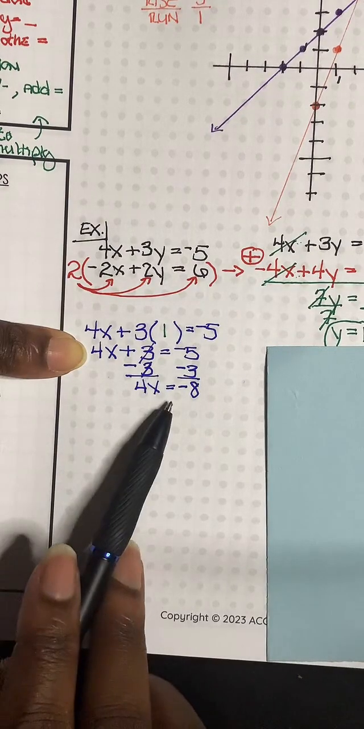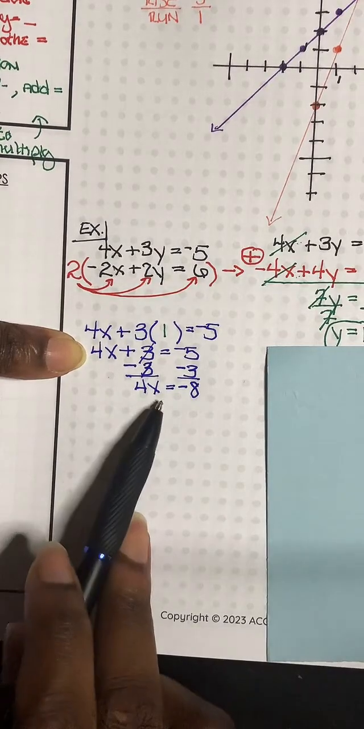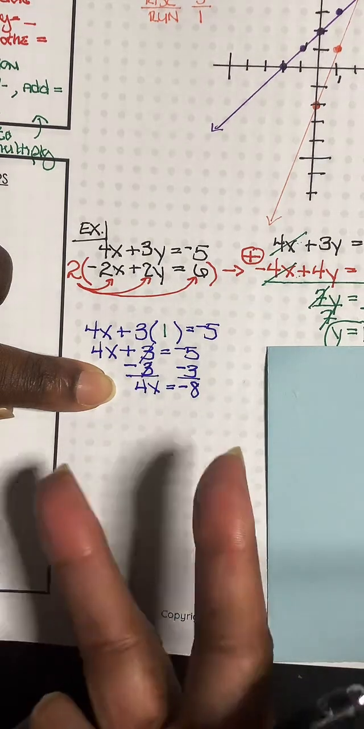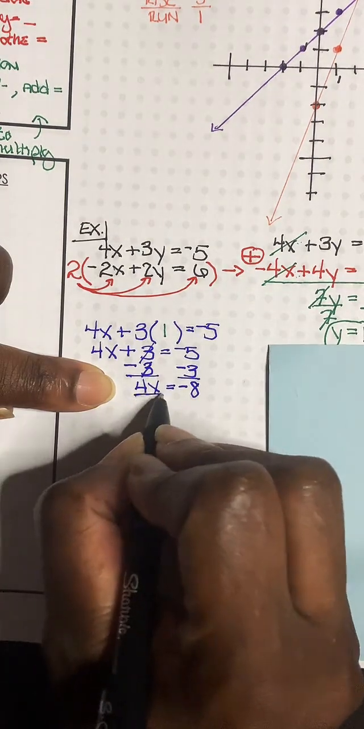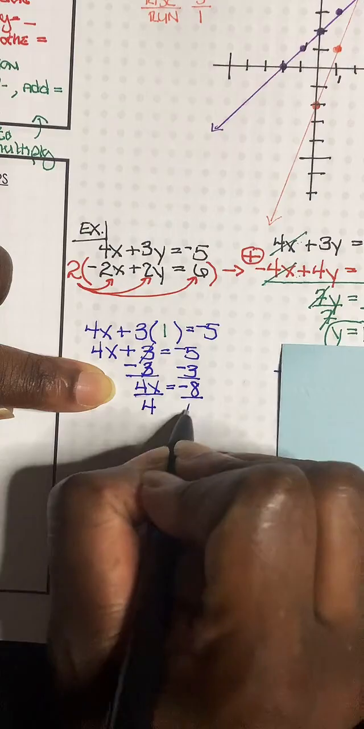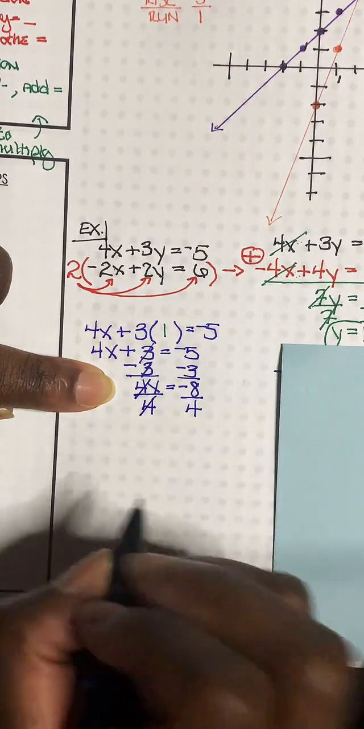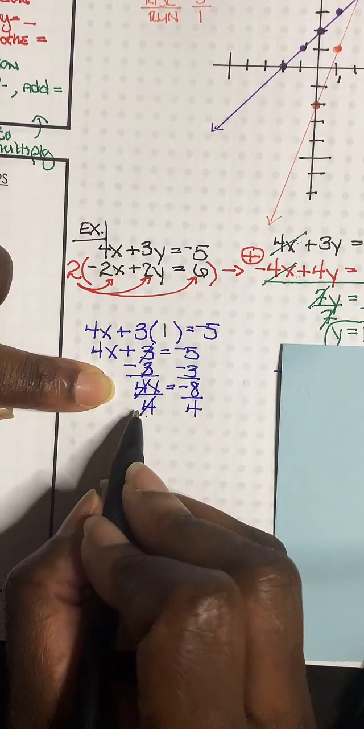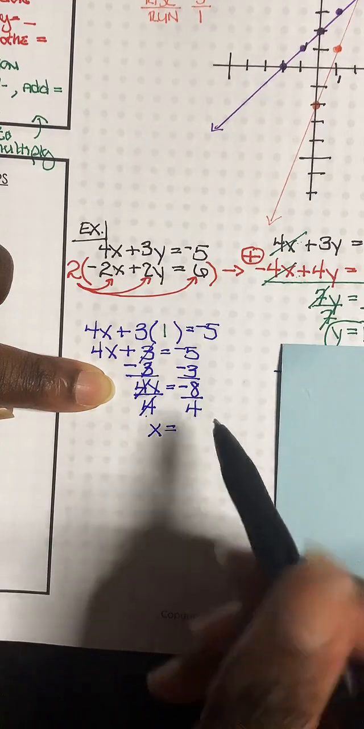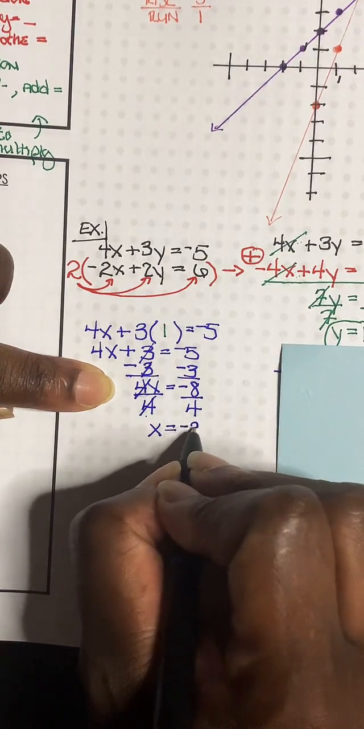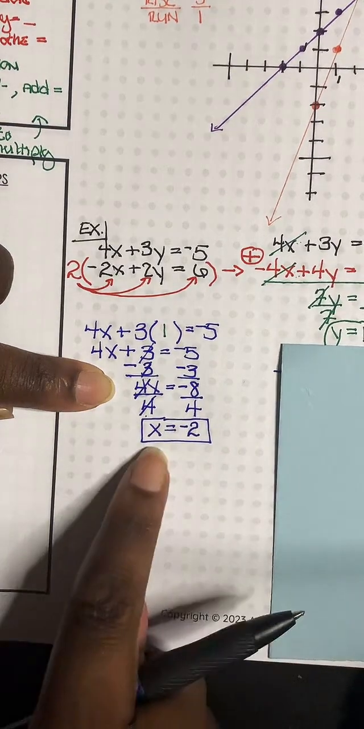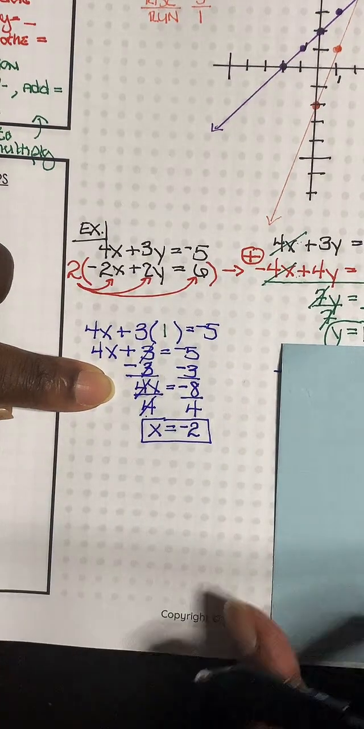And we have 4x is equal to negative 8. So we want to isolate our variable. 4x means 4 times x. The inverse of multiplication is division. So we're going to divide by 4. 4 divided by 4 gives me 1, and we can bring that 1x or x down. Then negative 8 divided by 4 gives me a negative 2. So we got x is equal to negative 2.